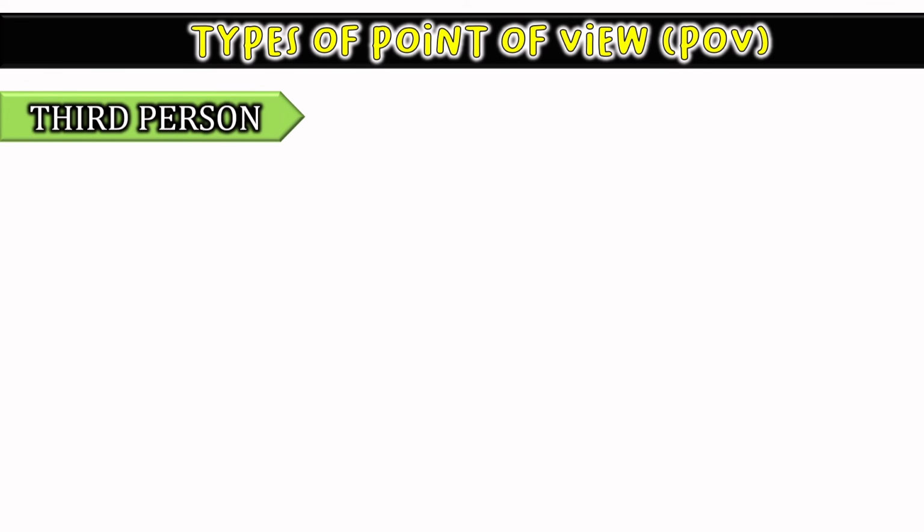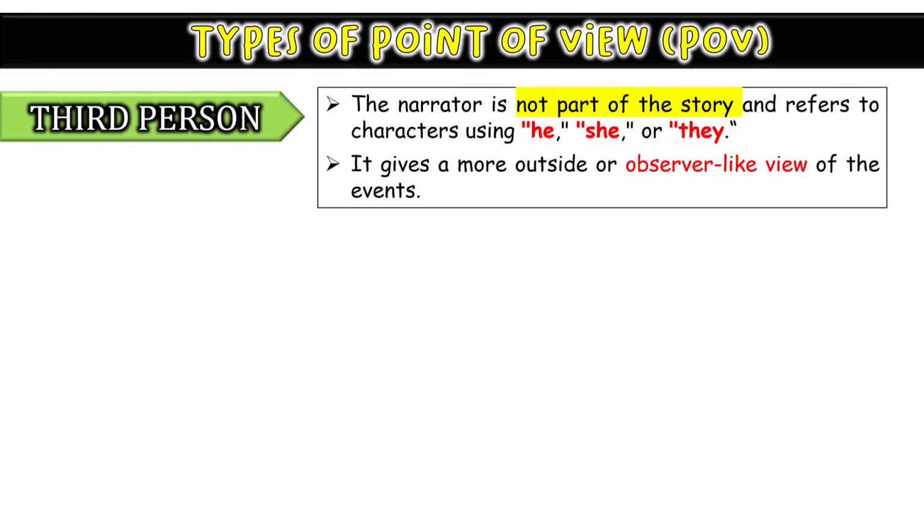Third person point of view. The narrator is not part of the story and refers to characters using he, she, or they. It gives a more outside or observer-like view of the events. It has two common types.